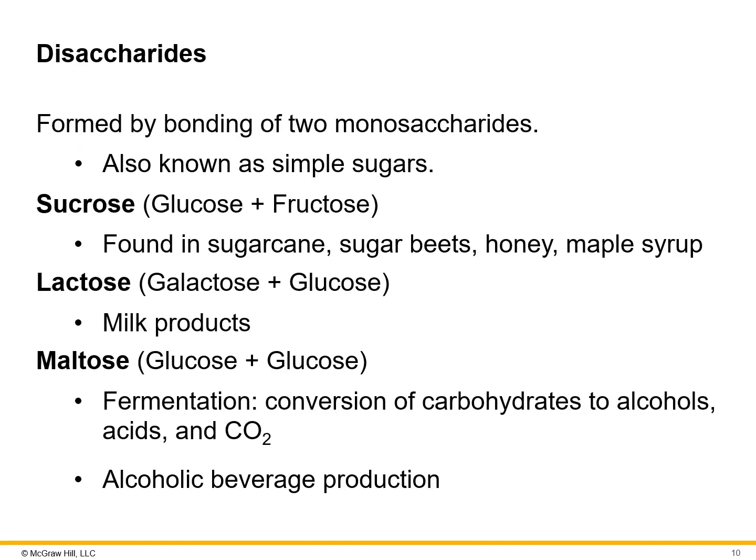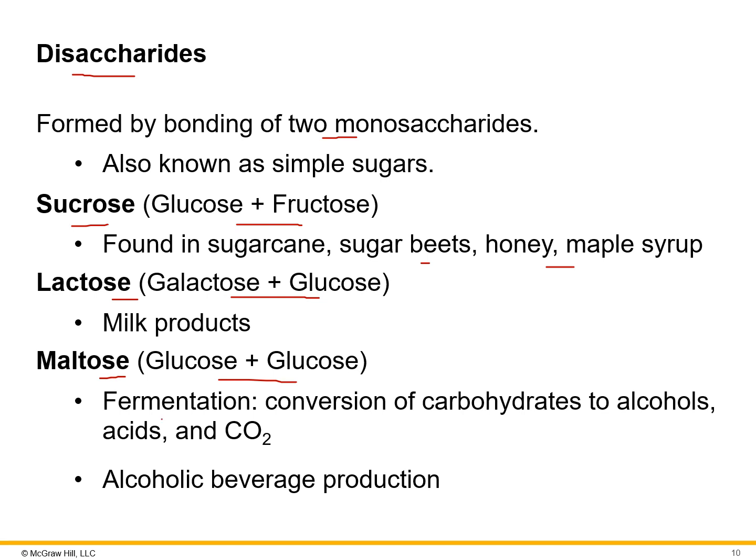All right, now another simple carb are disaccharides. Again, this is just 2 monosaccharides joined together, still a simple sugar. 3 that we'll talk about here: sucrose. We already mentioned our table sugar is made of glucose and fructose. Again, mainly comes from all of our kind of sugary foods, of course, sugar cane or sugar beets, honey, maple syrups. Lactose in our milk products is galactose and glucose. Again, maltose is 2 glucose molecules joined together.